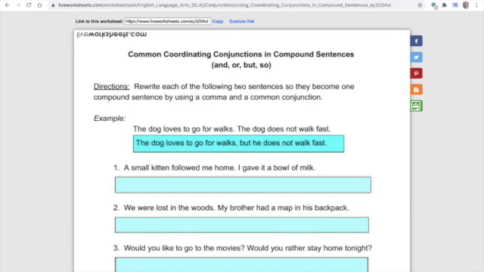Now we've got to make those two separate simple sentences become one. The dog loves to go for walks. And instead of having a period, we add a comma, put in the conjunction, but he does not walk fast. So when you read those, they have to make sense. The dog loves to go for walks and he does not walk fast might work. So, he does not walk fast doesn't make sense, because if he loves to go for walks, but he does not walk fast, they're almost like a contrast. They're different. So you have to think about which one of the conjunctions you're going to use.